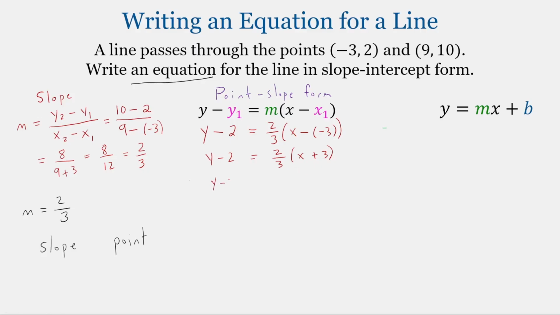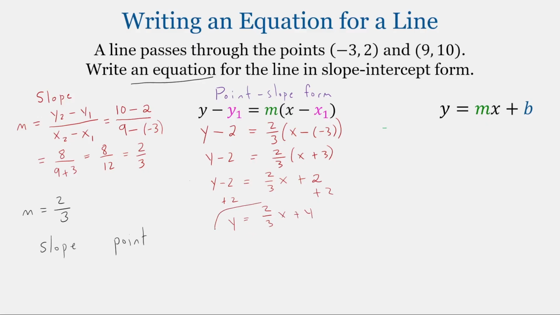So this is y minus 2 equal to 2/3 x plus 2/3 times 3. This is 2. And then we'll add 2 to both sides. And we have y equal to 2/3 x plus 4.